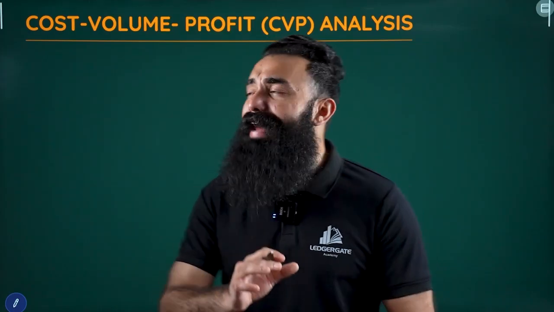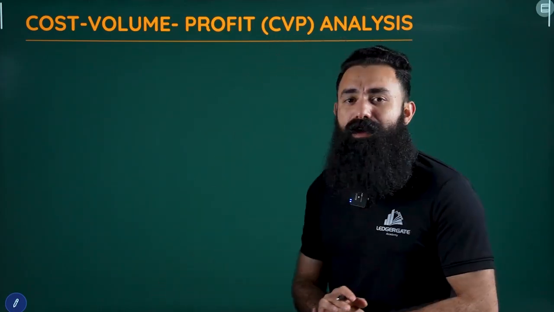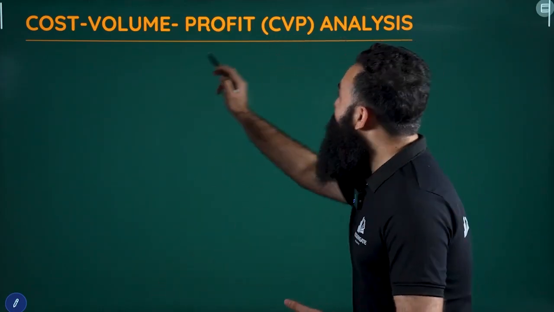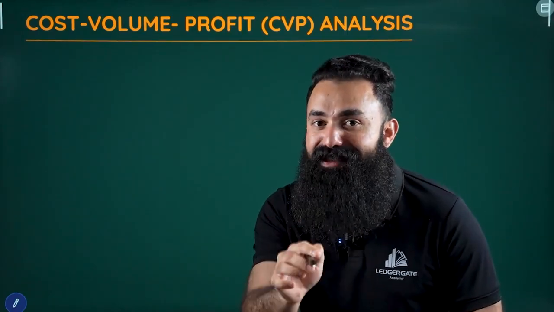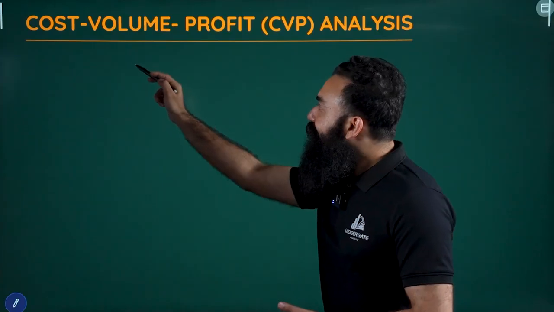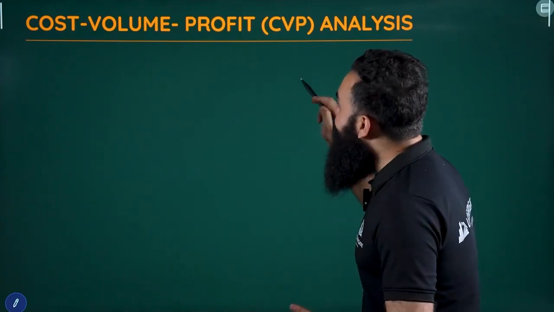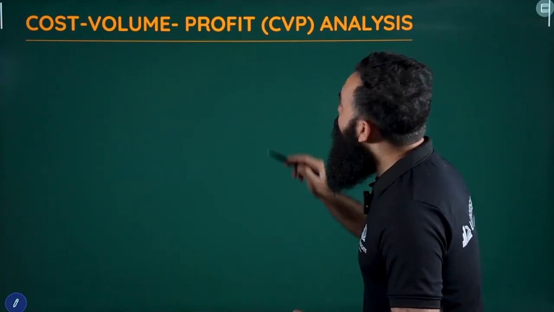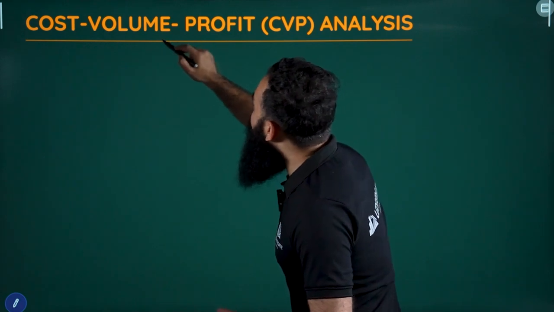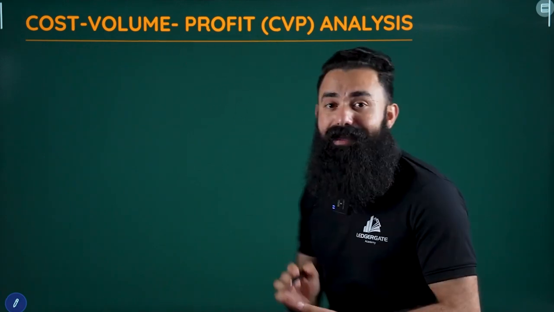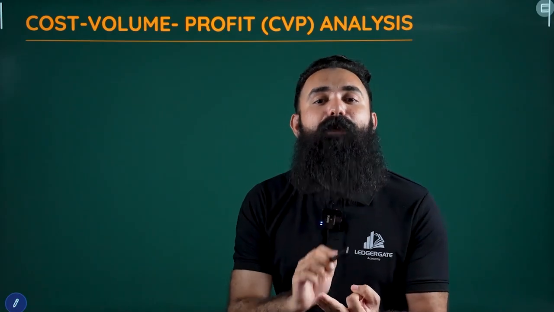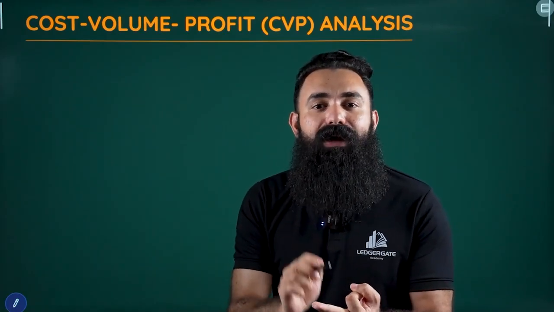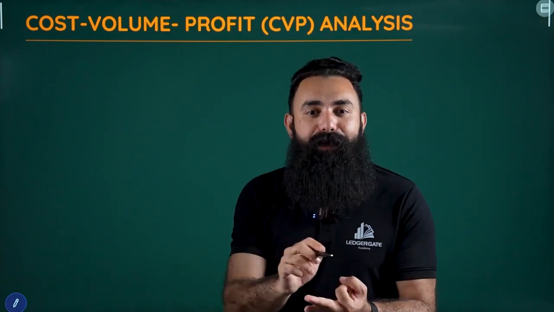So what does this actually measure? Cost volume profit analysis is an internal decision making tool which is used to analyze the relationship between cost, volume and profit. That means the relationship of revenue with cost and profit. So this is what we are going to measure in this topic.